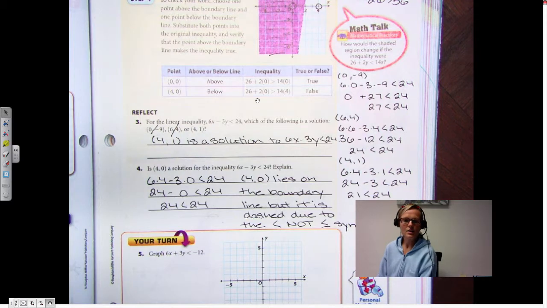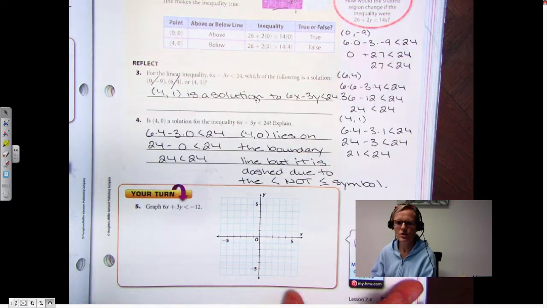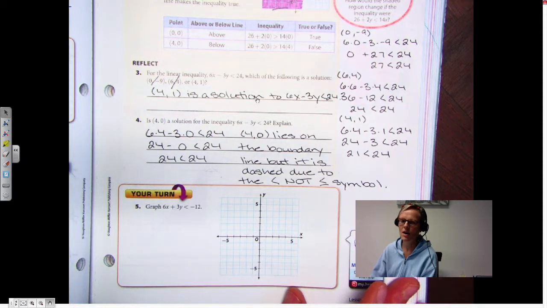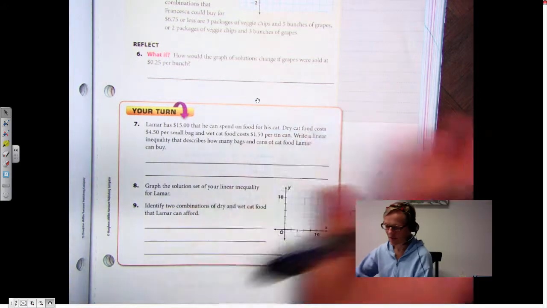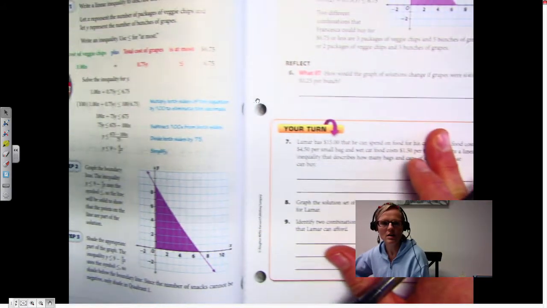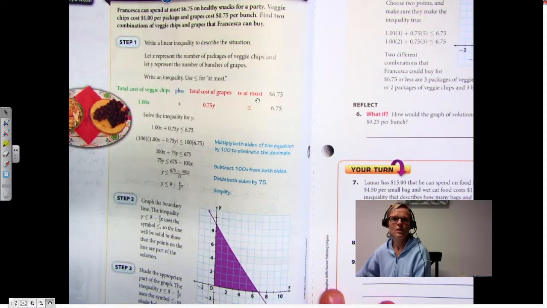Okay, so we're going to skip over this your turn. Graph 6x plus 3y is less than negative 12 and move on to a real life situation.